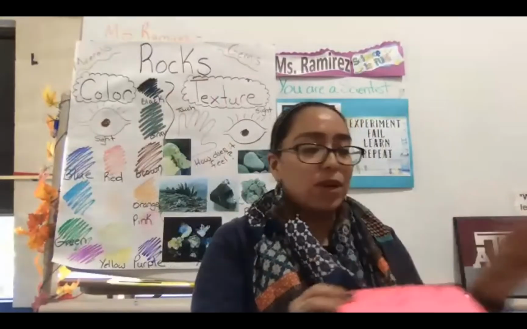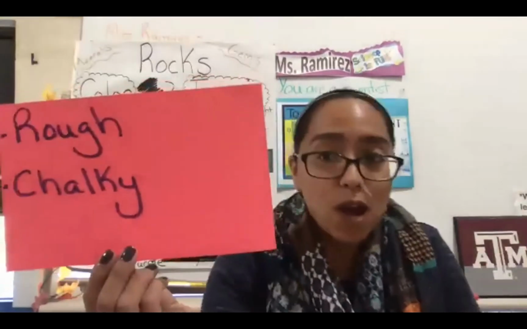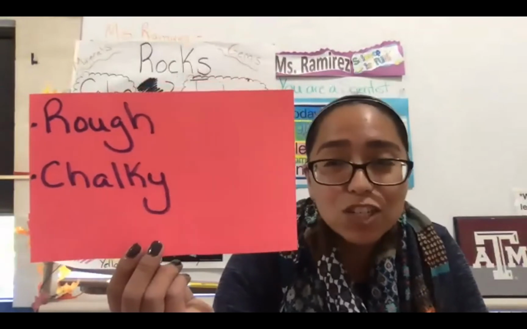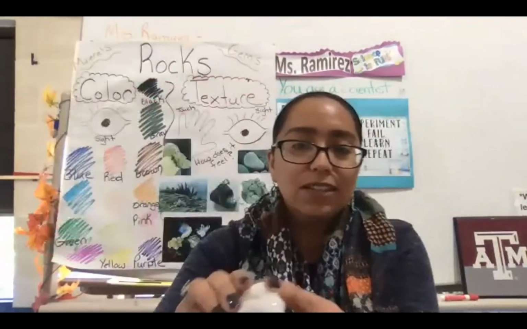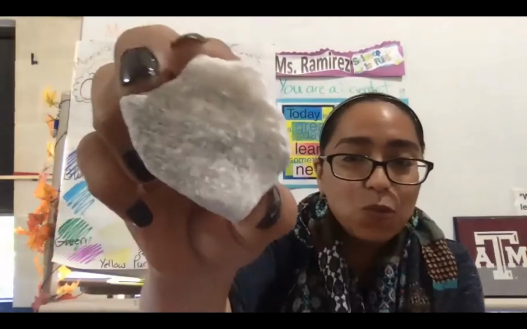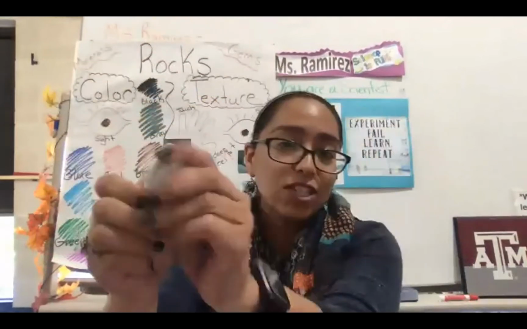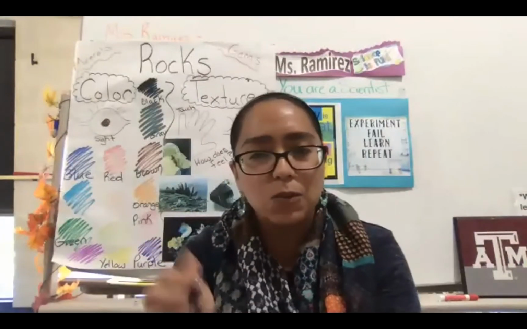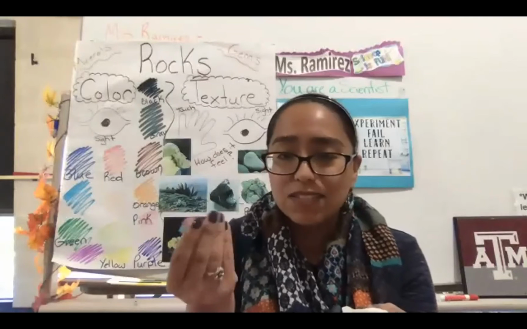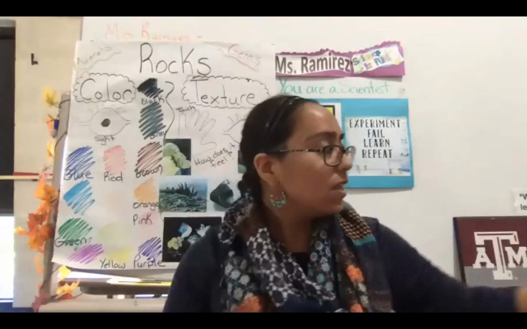And then another one that we have, this next rock is going to be rough and chalky. So take a look at this one. It's a nice white rock. You guys can probably find this in your yards. When you touch it, it leaves a white powder on your hand, sort of like when you're writing with chalk, it leaves that powder on your hands. So what do you think is the opposite of bumpy or spiky?